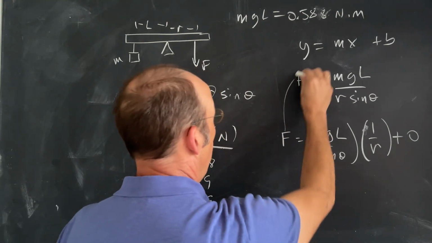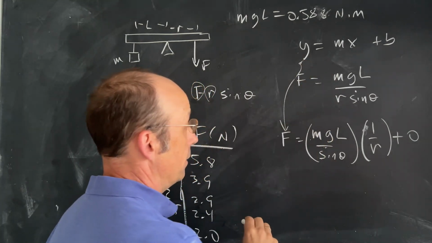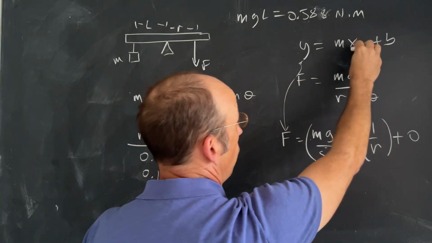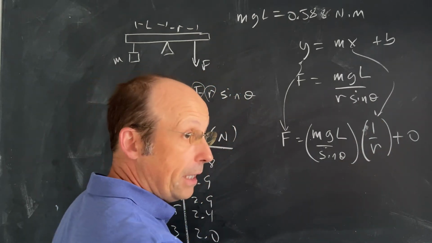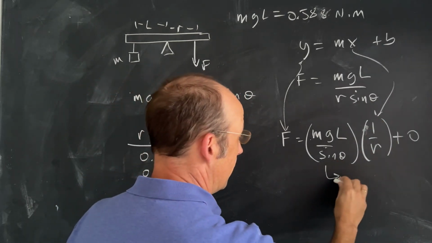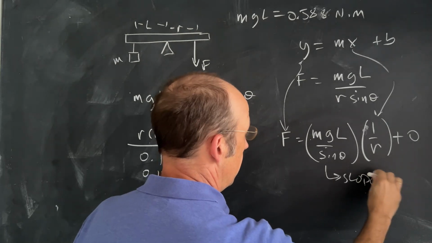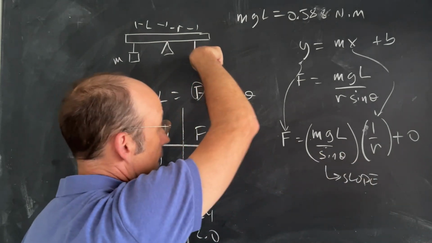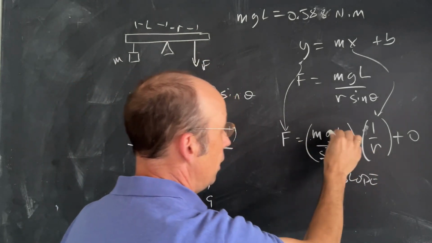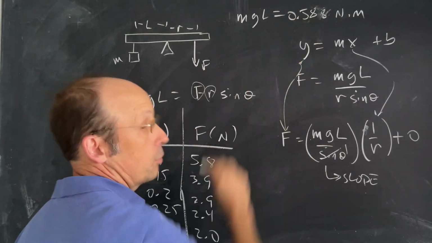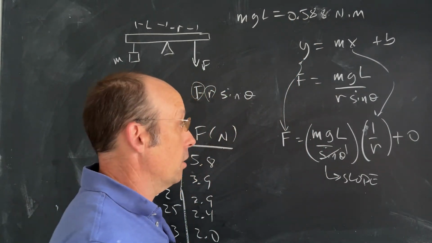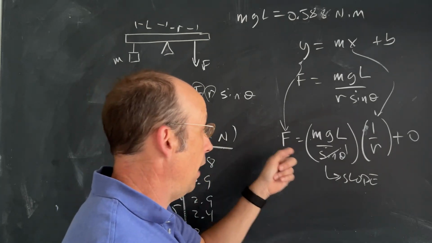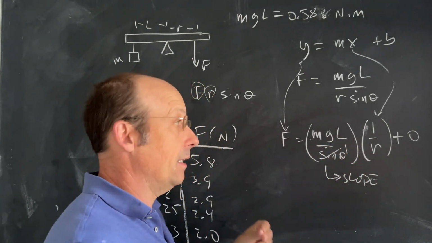If I plot y, the vertical axis, as f, and the horizontal axis as 1 over r, then it should be a straight line, and this should be the slope. Up here, theta is 90 degrees, so that term is 1. So my slope should be mgl. Okay, so I've linearized the function. I've made it into a line by plotting f versus 1 over r. That makes it a line.